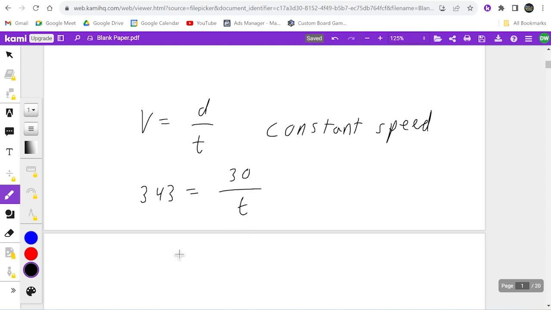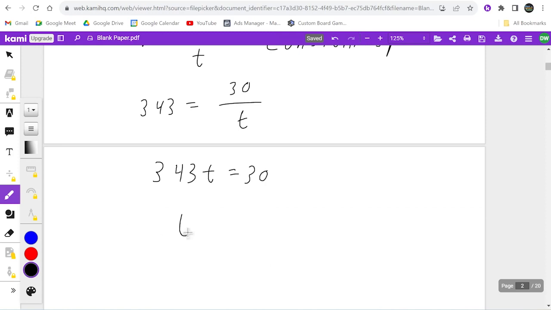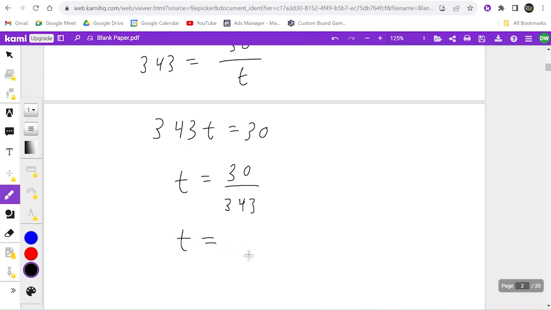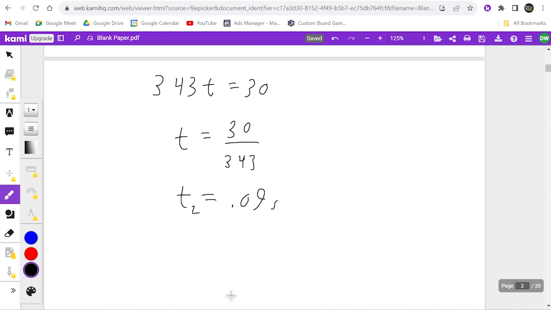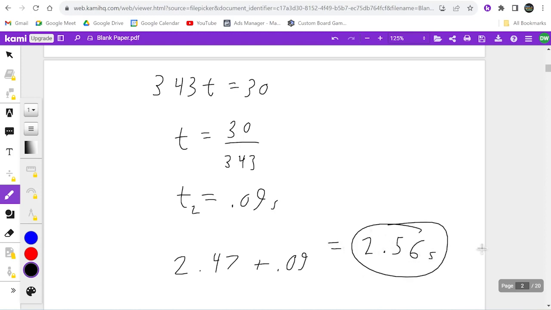To solve for time, I multiply both sides by t, and then I divide both sides by 343. So t equals 30 divided by 343, and I will get a time of 0.09 seconds. And again, that's like t2. That's like the second time. To find the total time, I got to add my two answers together. So 2.47 plus 0.09, I get a final answer of 2.56 seconds.